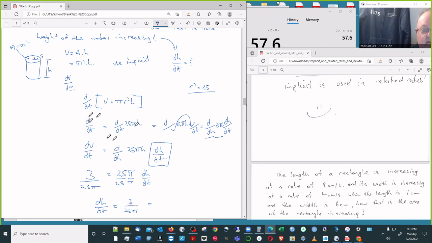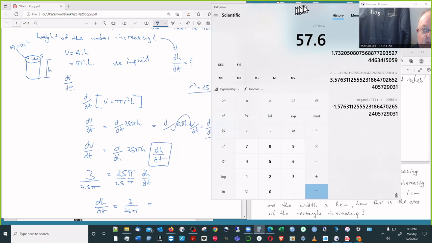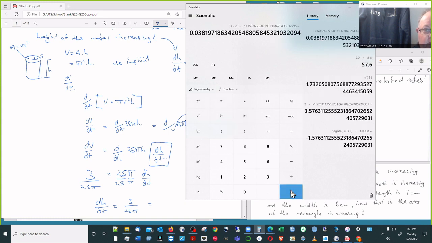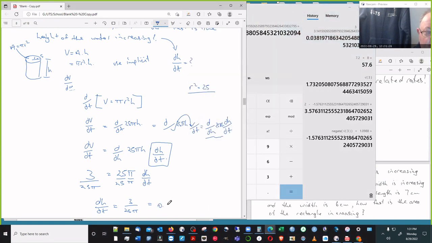Okay, so dh/dt. Now if there's any information on there about decimal points and the like, you've got to be careful that you respect that. So 3 divided by 25 divided by pi. So 0.0382. We'll do the same as the statisticians, we'll do four decimal places. So that's the rate of the height, millimeters per second.